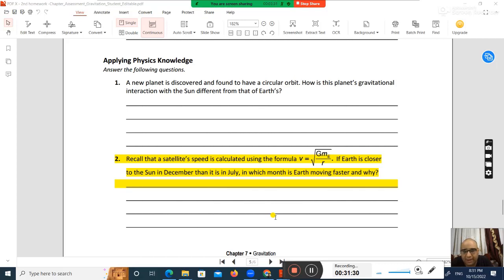So the gravitational field applied on this planet is going to be constant, and it's going to provide also a constant speed of rotation, revolving around the sun. So this planet is going to have a constant gravitational force between the planet and the sun, and also a constant gravitational force applied.